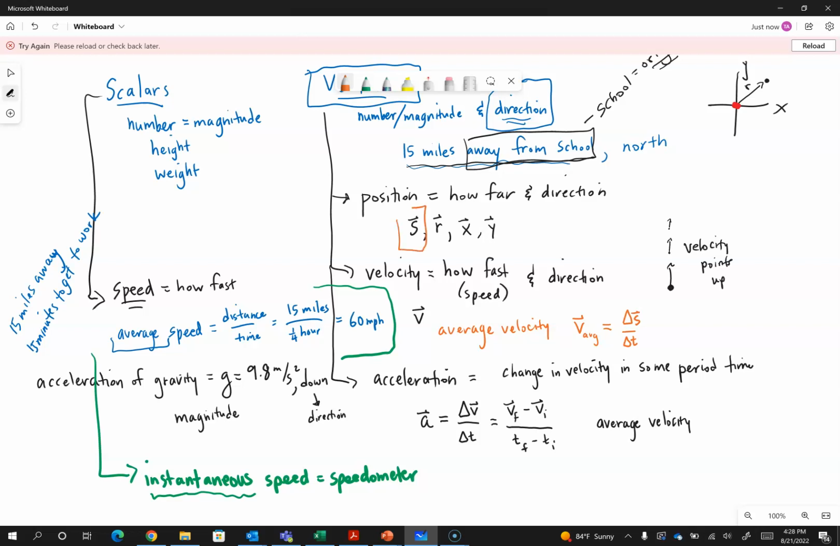So remember, S is one of the variables we can use to represent position. So a change in position divided by some change in time. And again, delta always means the final value minus the initial value. So we can write this as S final minus S initial divided by T final minus T initial. It turns out, since position requires an origin, when we say position is how far, we mean it's how far from a specific origin.